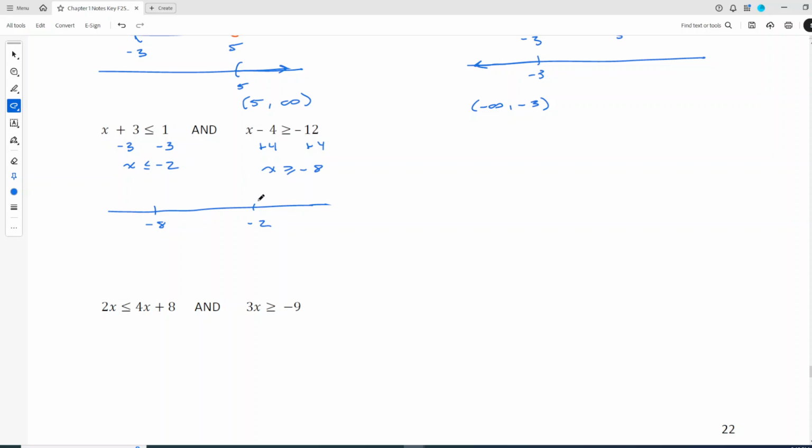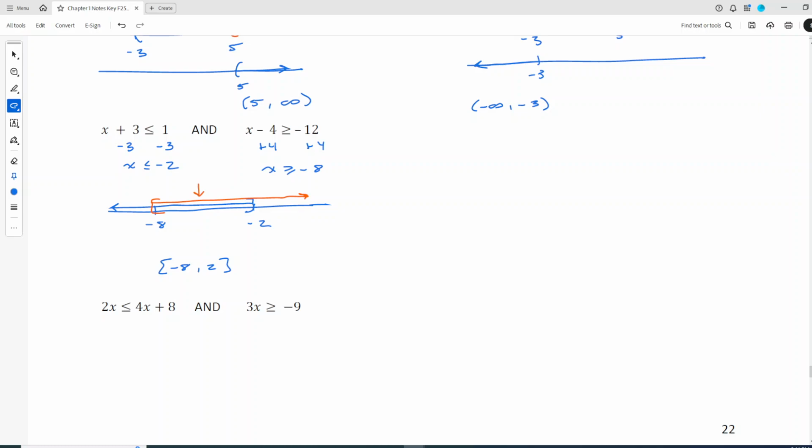This is x is less than or equal to -2. So I'm going to use a square bracket, and I'm going to draw my arrow to the left. For the other one, we have x is greater than or equal to -8. So we're going to have a square bracket and an arrow pointing to the right, which is greater. Where do they overlap? This is one of those scenarios where they meet in the middle. So they overlap each other. My solution to this one would just be -8 to -2, just that place in the middle.